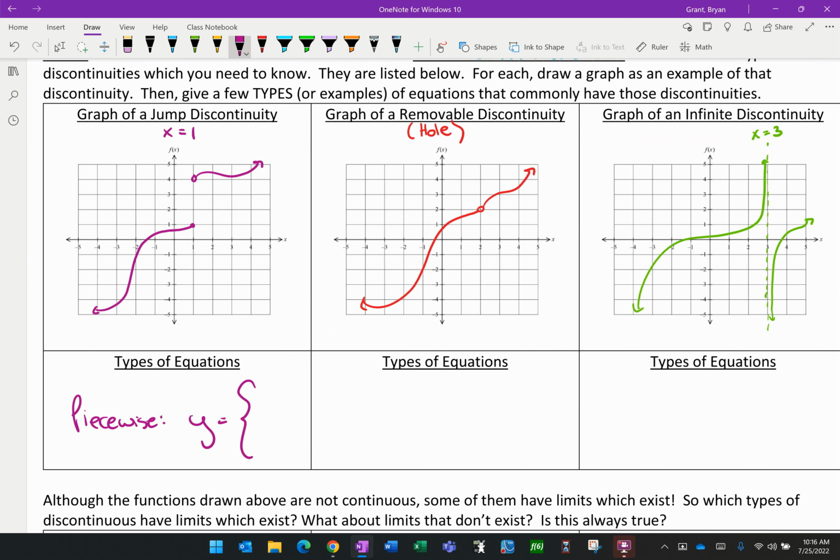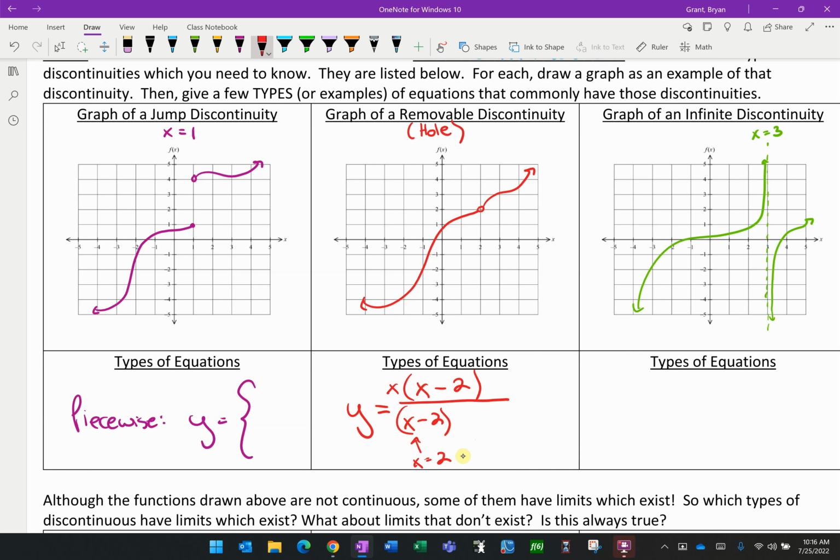A removable discontinuity, and we discussed this a bit last class, comes from usually these rational type equations where maybe you have something like x minus 2 over, well, let's see, this occurred at x equals positive 2. So x minus 2, I don't know, something like this. Let's put maybe another x up top. Sure. This would have a discontinuity when x equals 2. 2 minus 2 is 0, and you can't divide by 0.